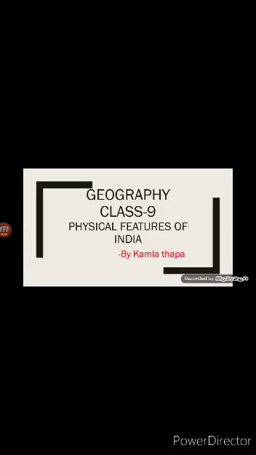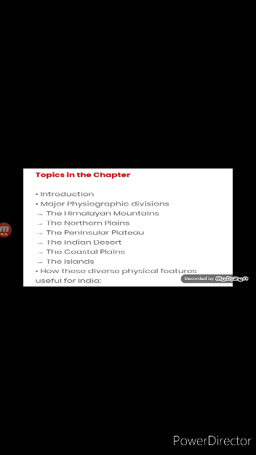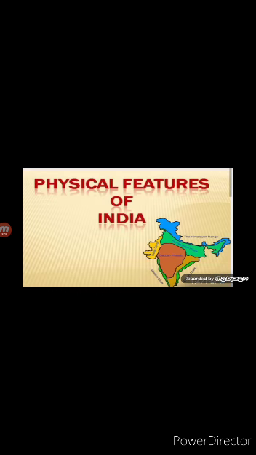Good morning, dear students. Today, in geography, we are going to start a new chapter, that is Physical Features of India. In this chapter, we are going to study the major physiographic divisions and how these diverse physical features are useful for India. Children, you know, India is a vast country with vast stretches of plain land in the northern plains, rugged terrain with mountains and valleys in the hilly regions, and varied terrain in the plateau areas.